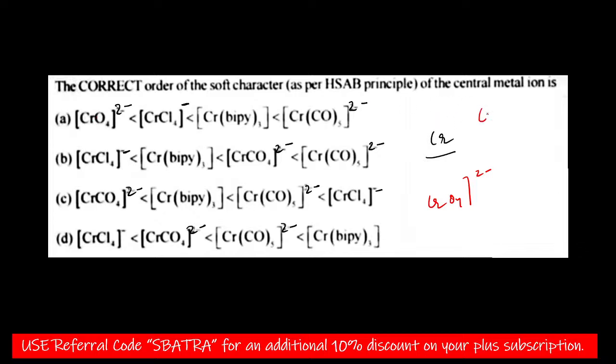Then we have CrCl4 negative. This is your second complex. Then we have chromium with bipyridine ligand. Then we have chromium with carbonyl ligand. So we have four complexes with oxygen, chlorine, bipyridine, and carbonyl ligand. So these are your four complexes.